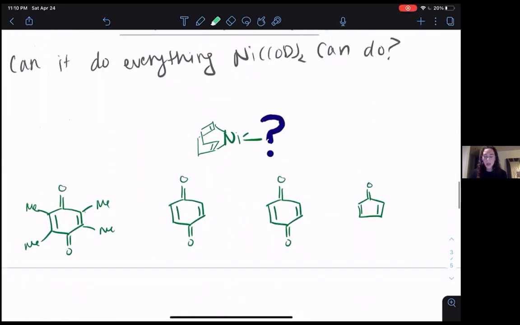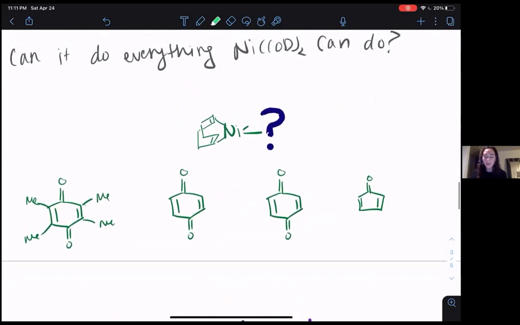Can nickel cod DQ do everything that nickel cod can do? Well, unfortunately, it can't. And that's some of the current work that's going on in our lab: we are looking at ways to improve nickel cod DQ or make other versions of nickel cod DQ so that every reaction you could want to run that would involve nickel cod, you could just do with nickel cod DQ.